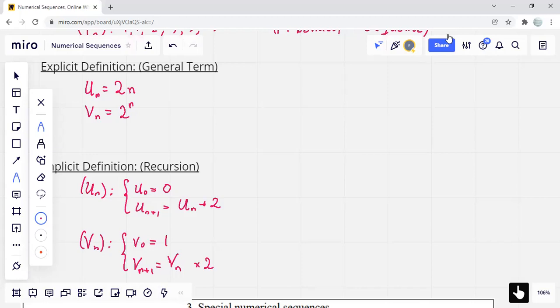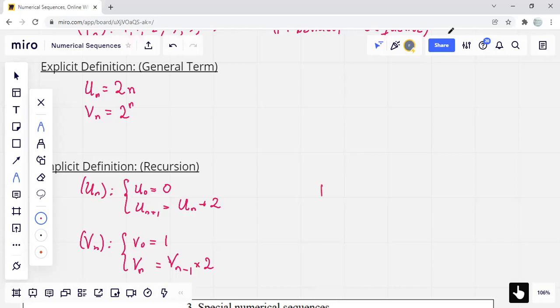It's not always necessary to write n plus 1 in terms of n. We can write, for example, V_n in terms of V_{n-1}. To find the term V_n, simply find the term V_{n-1}, the term previous to V_n, and multiply it by 2.